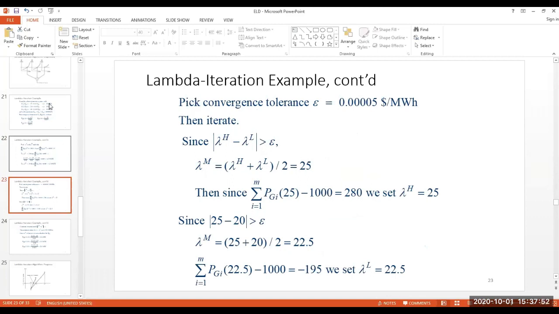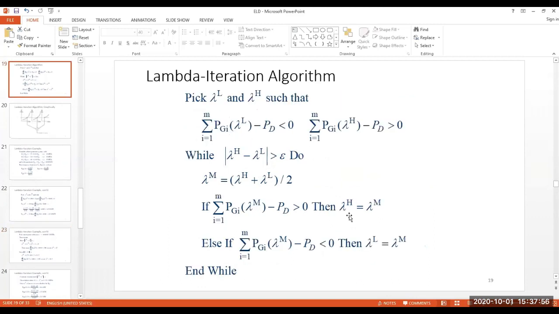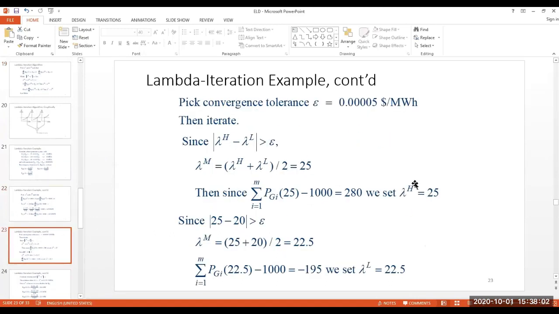If error is positive, what is the condition? Lambda H has to be updated. So we update lambda H. It was previously 30, so we update it to 25. Remember, lambda L should still be set at 20. It will not be updated. Again, we check: lambda H is now updated to 25, lambda L is 20. This is 5, so it is still higher than my very small epsilon.